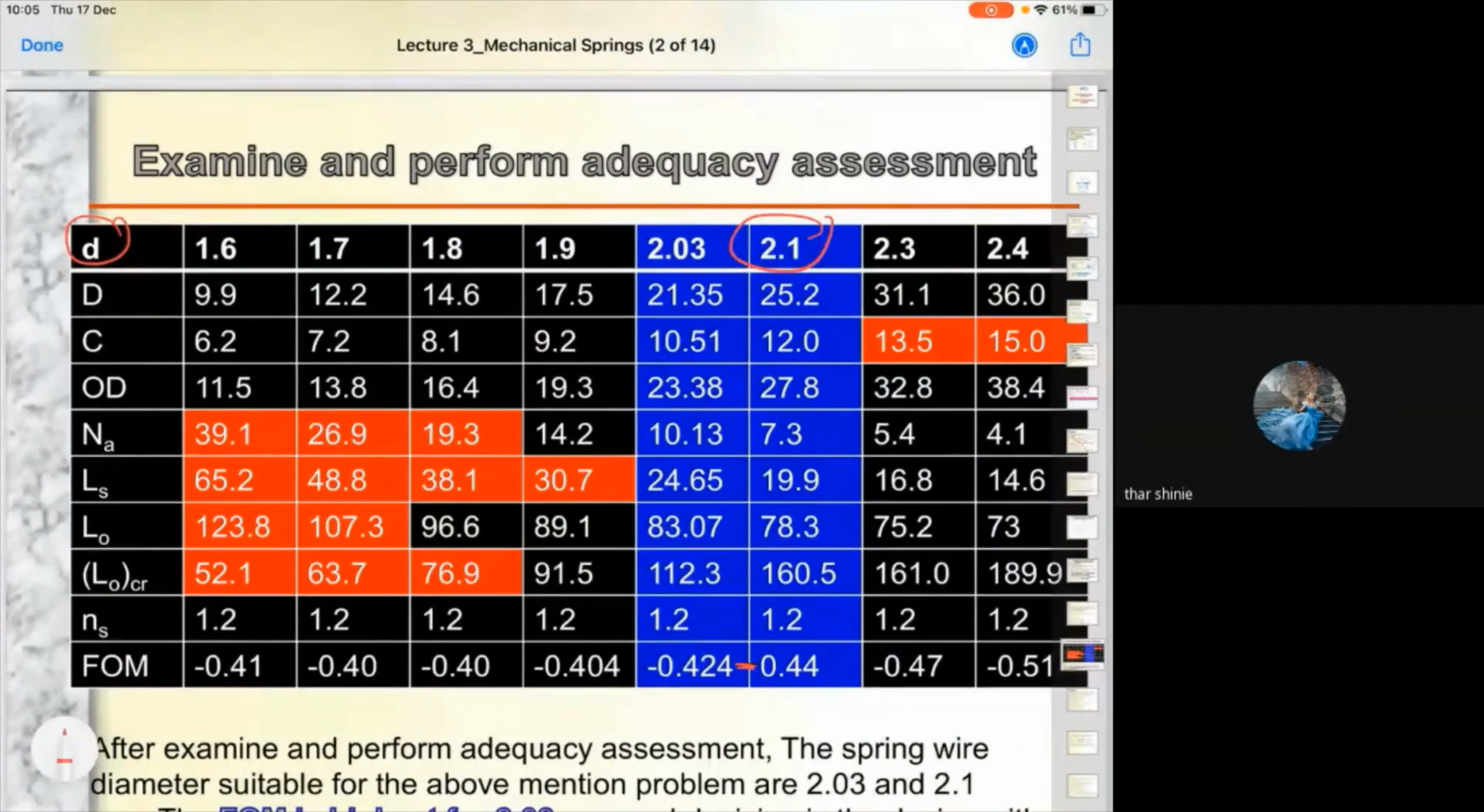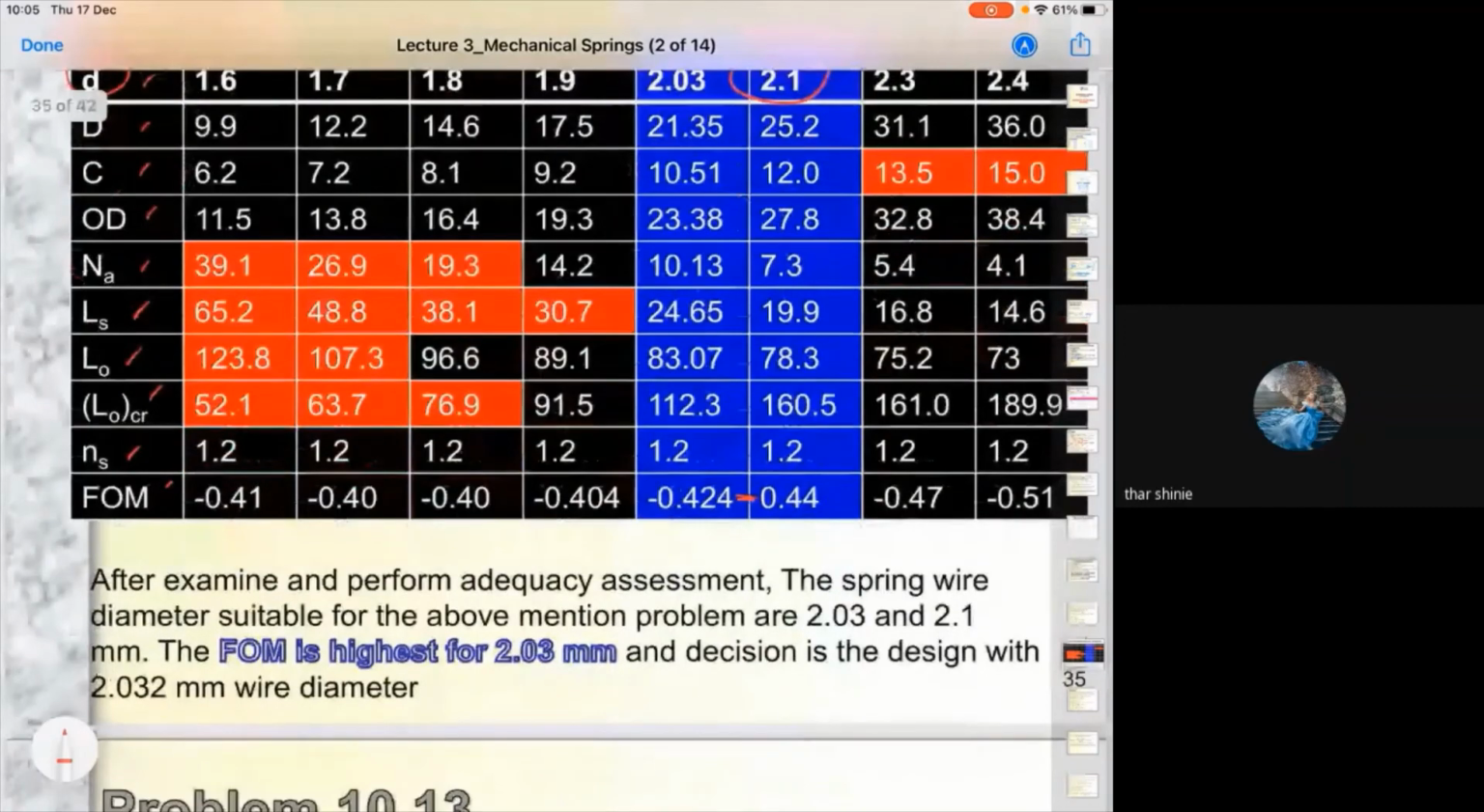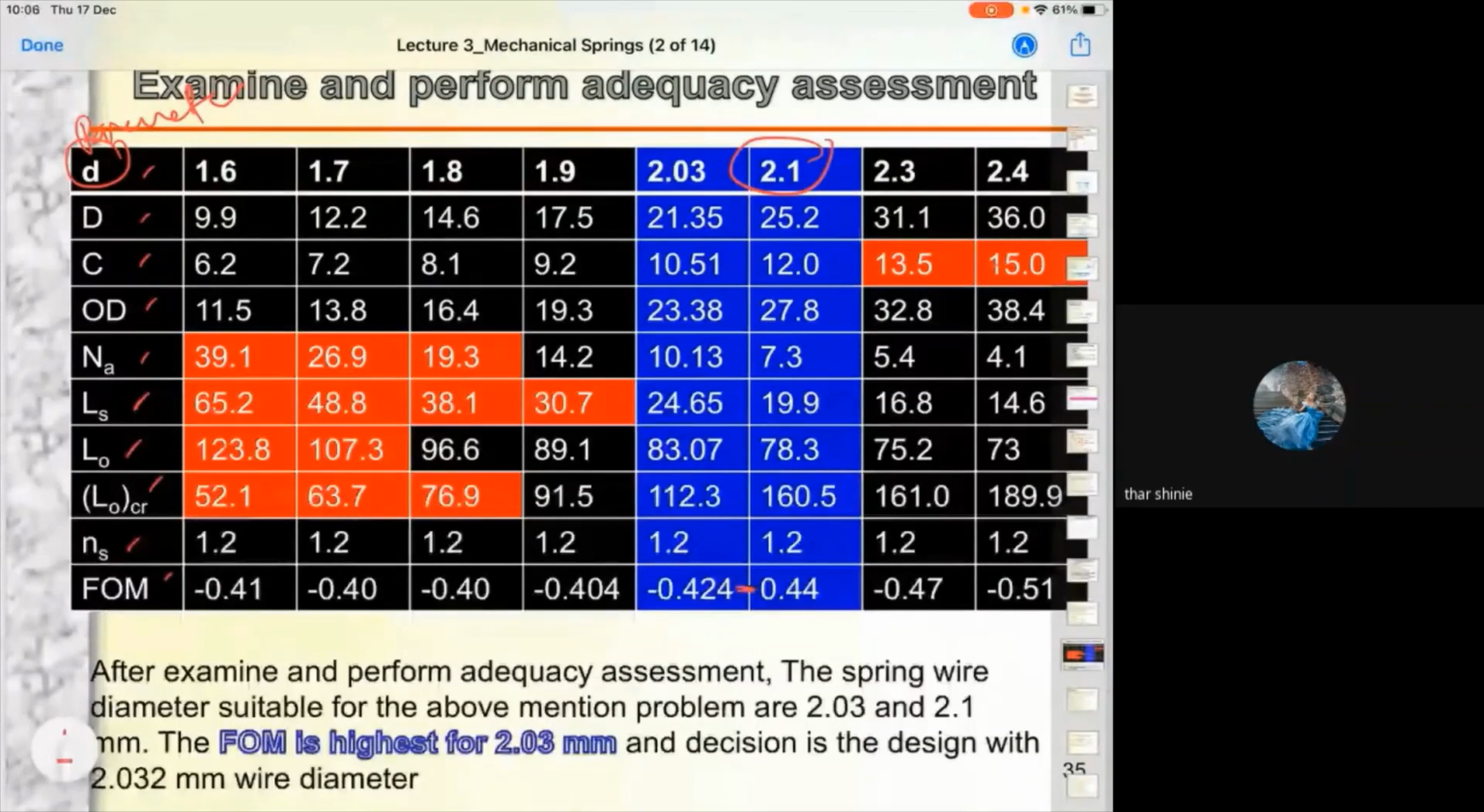If you look at this, this is all the parameters. D, capital D, spring index, outer diameter, active coil, solid safe ataupun solid length ataupun safe length, and then total free length, critical, factor of safety for the solid length, and then the factor of material. And then you can analyze. So if you look at the red color ni represent the fail criteria, which is not comply with the criteria that given in the question.